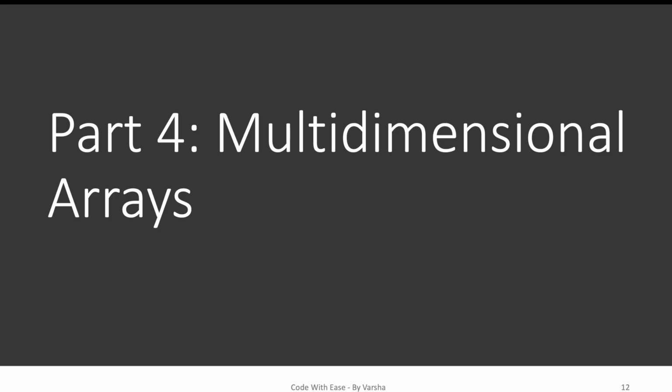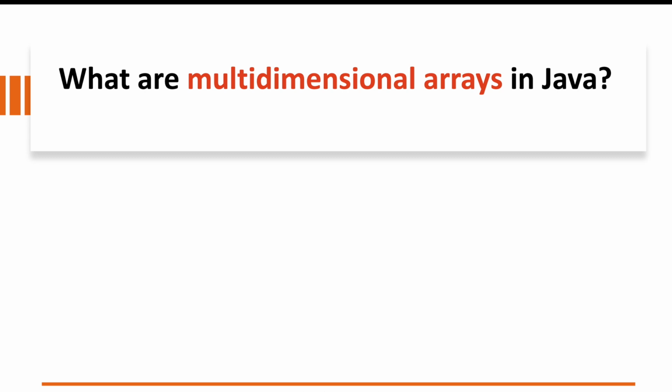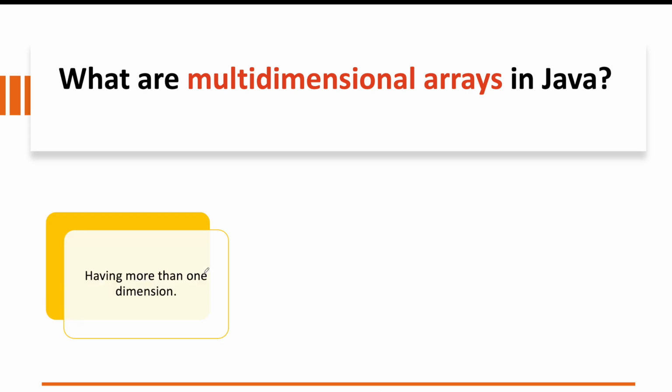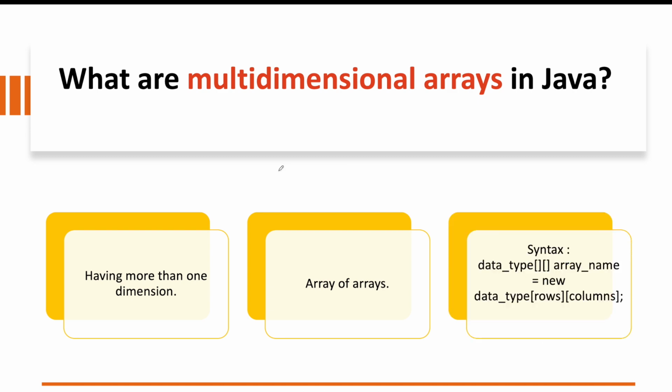Okay, so starting with the next segment, that is part 4, multi-dimensional arrays. So the first question, what are multi-dimensional arrays? So far we have studied arrays which have only one dimension. These kinds of arrays have more than one dimension. They're usually referred to as an array of arrays. And this is the general syntax of initializing multi-dimensional arrays.